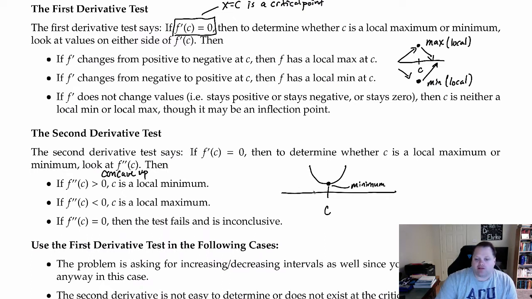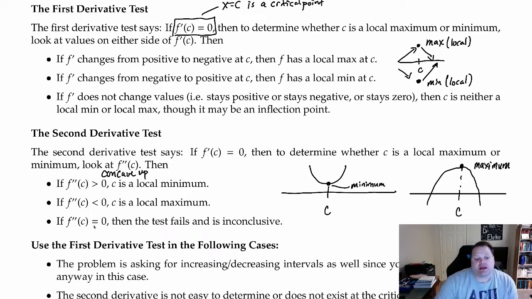You know your graph turns up at the point C. It's part of a concave up part of the graph. It must be a minimum. If, on the other hand, your second derivative at the point C is negative, then you know the graph must turn down at C, and so you know at the critical point C you have a maximum.